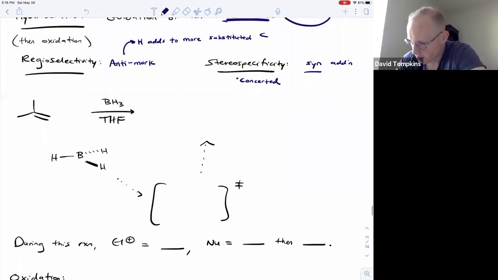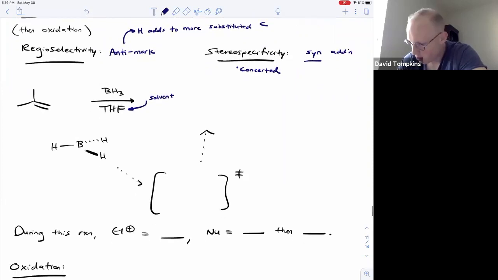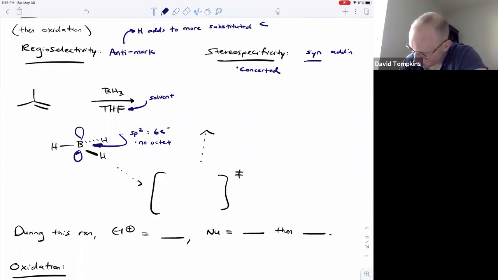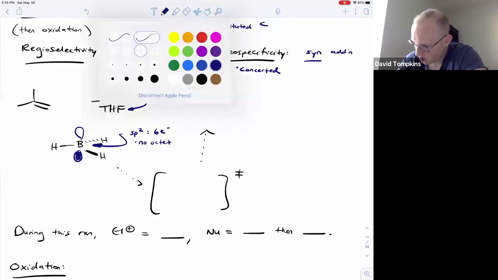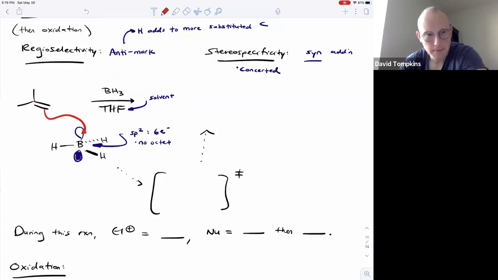So THF is a solvent that does help to activate borane, but borane, with a central boron atom, lacks a lone pair, and therefore the boron is simply sp2, and it only has 3 bonds or 6 electrons around it, and therefore it has no octet. And what that means is boron is electron deficient, or an electrophile. And there's an empty p orbital that sits perpendicular to the sp2 plane. And that electrophilic atom is attacked by the nucleophilic alkene, where it adds to either face of this empty p orbital.